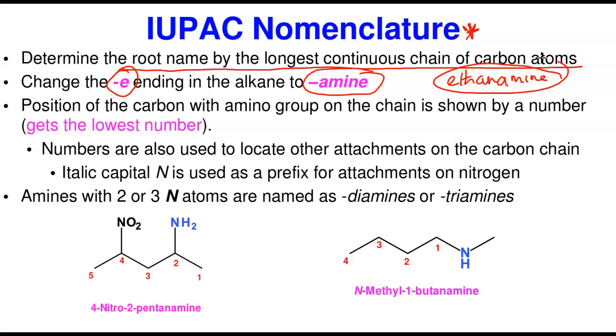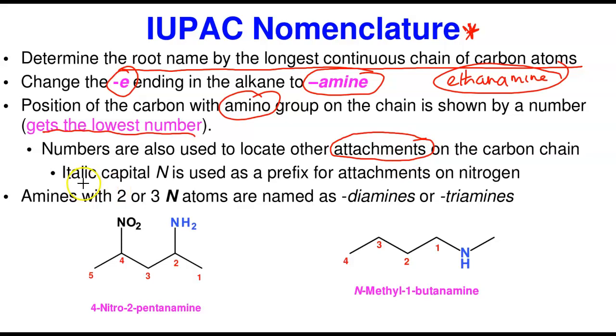Then you give the position of the carbon that has the amino group. The nitrogen or amino group is attached to a carbon, so the carbon that has the amino group must be numbered and gets the lowest number possible. As usual in IUPAC names, we always want to give the functional group the lowest number possible. The numbers are also used to locate other attachments on the carbon chain, and you say where each is located.